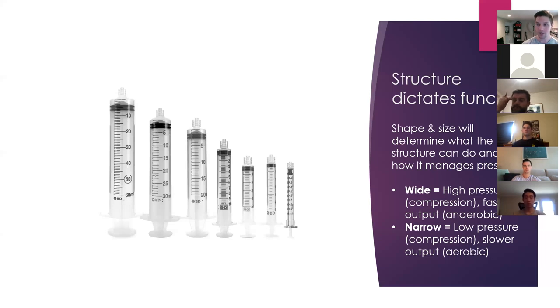Someone who's more narrow framed, like imagine a thin marathon running female, that person is going to have low pressure, but slower and longer output. So they're not going to be able to do it as quickly, but they're going to do it for a longer time with less relative compression.